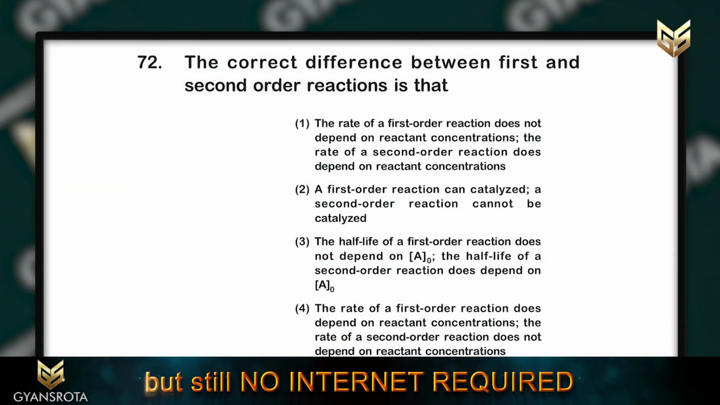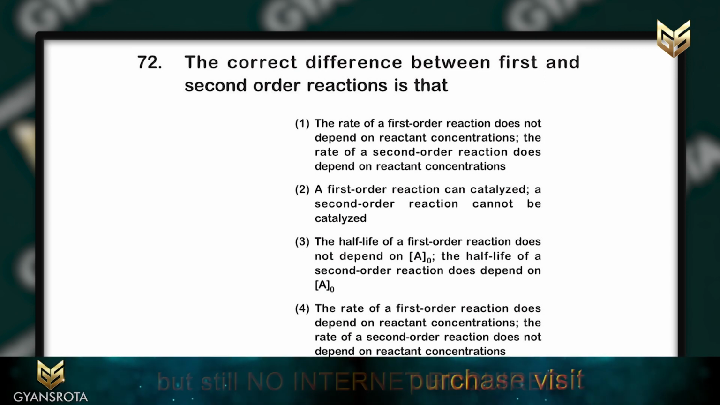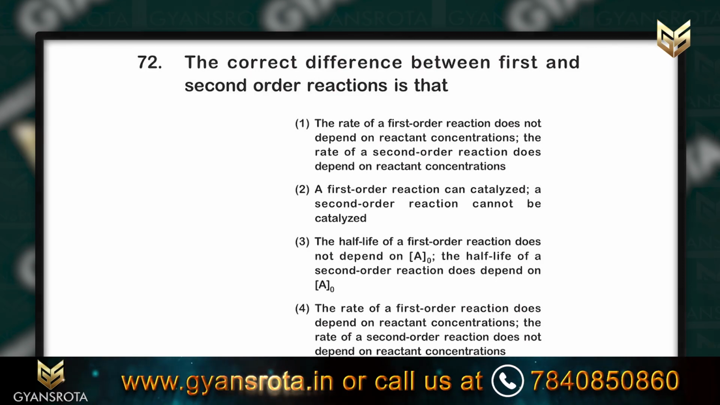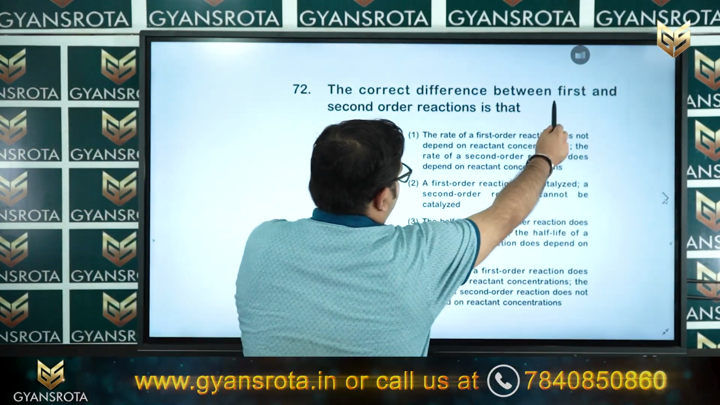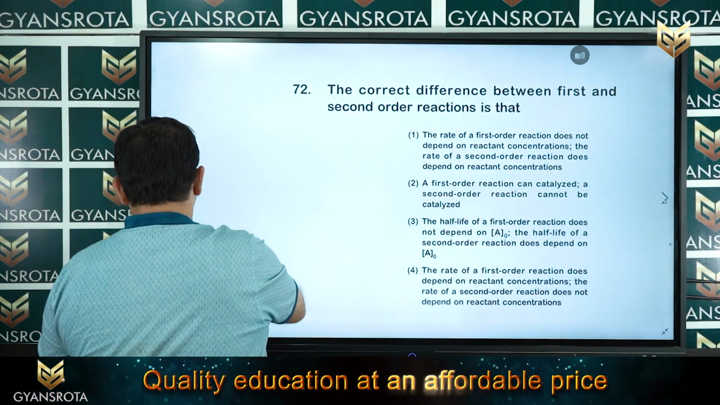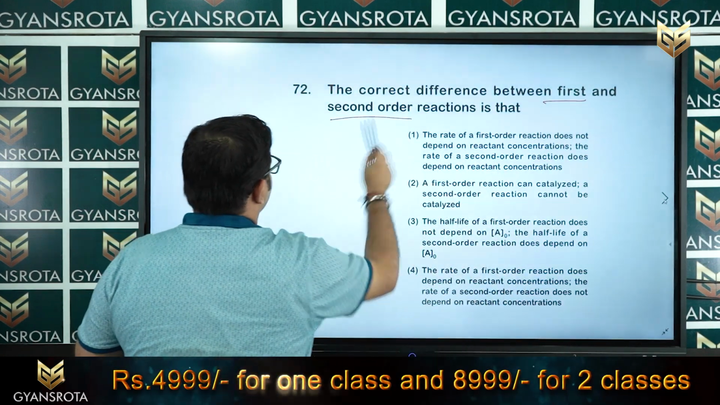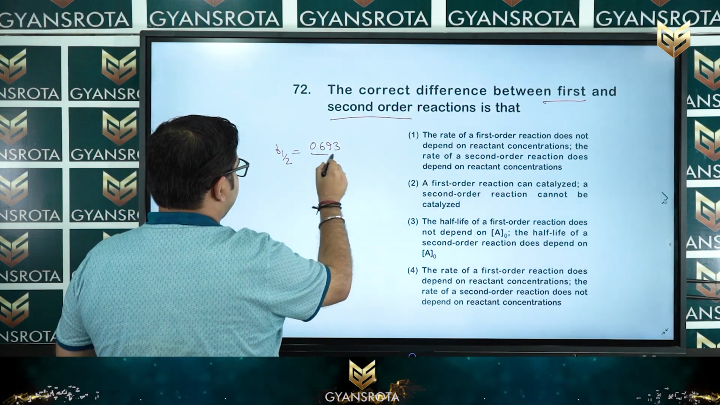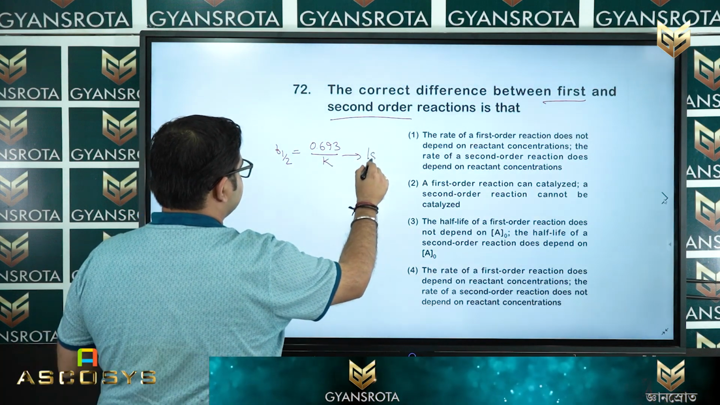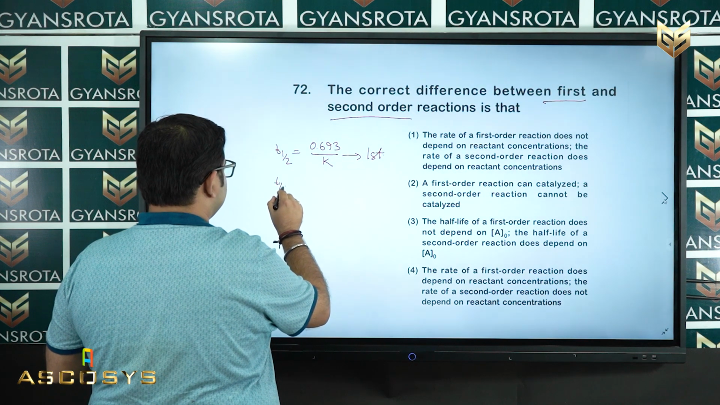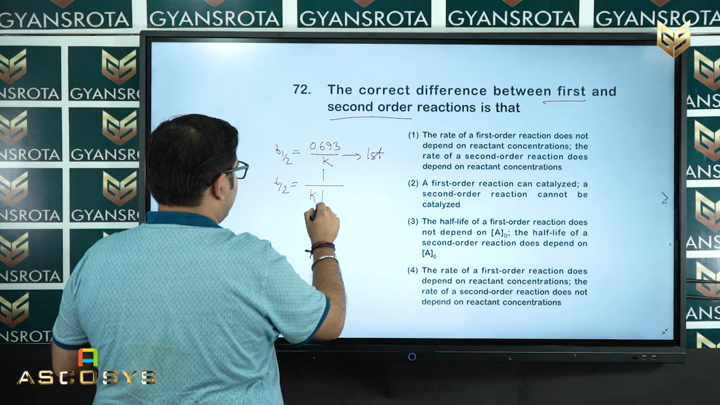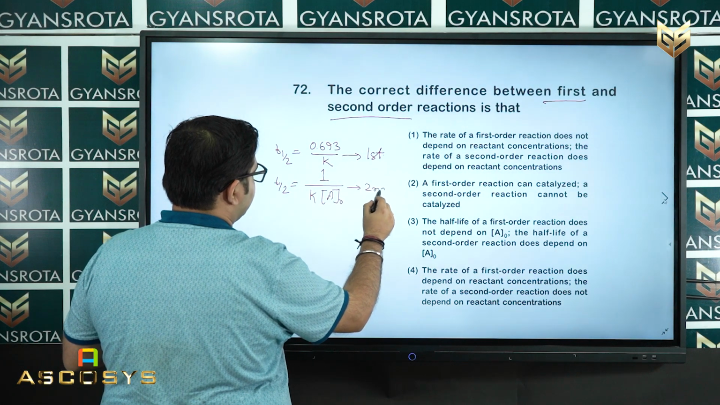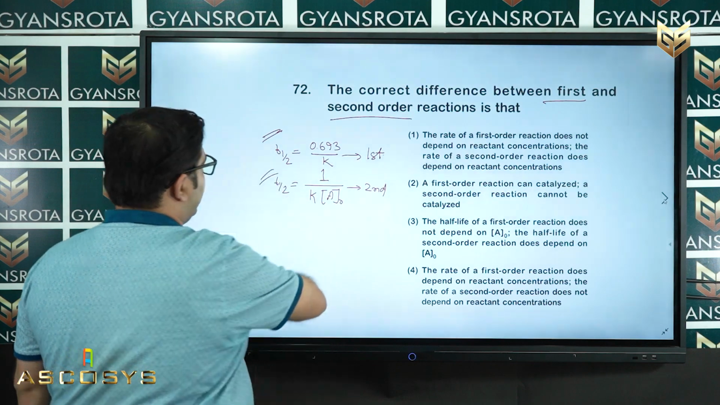Question number 72 is on your screen. The correct difference between the first and the second order reaction is that, and the given options are 1, 2, 3, 4. So we are directly moving to the solution part. Here they are talking about first order and second order. For first order, T half is equal to 0.693 by K, and T half for second order is 1 by K times the initial concentration, that is A naught. So these are the equations for T half for first order and second order.